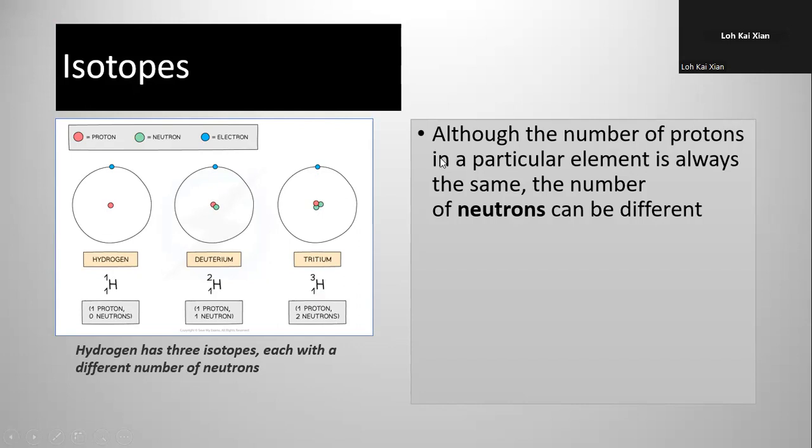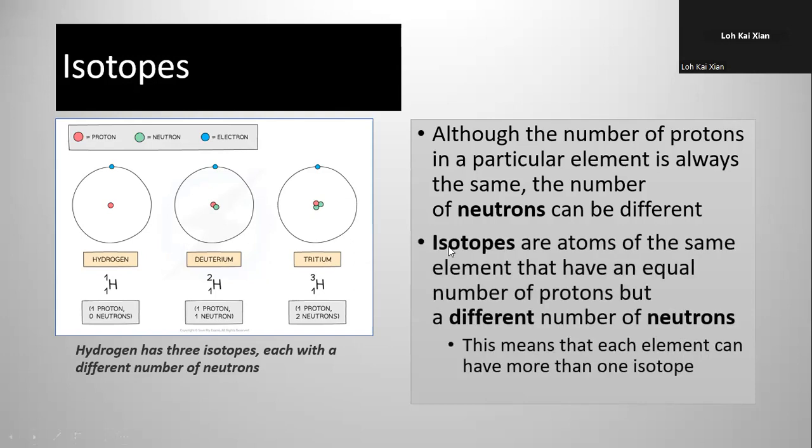Okay, so although the number of proton in the particular element is always the same, the number of neutron can be different. Right? In an element, the proton is always the same, but the nucleus can have 1 neutron extra or 2 neutron extra. Isotopes are atoms of the same element that have an equal number of proton but different number of neutron. Okay, so isotopes, you need to remember what is isotopes. So this means that each element can have more than 1 isotope.